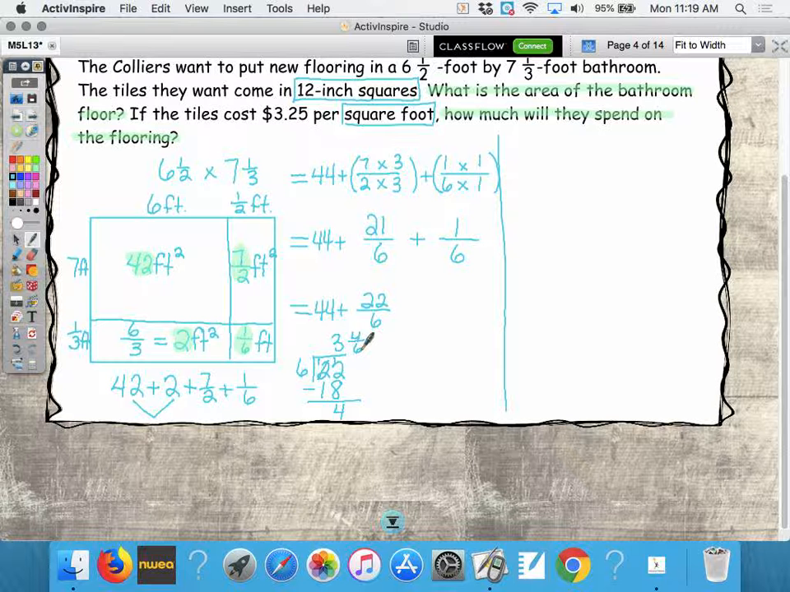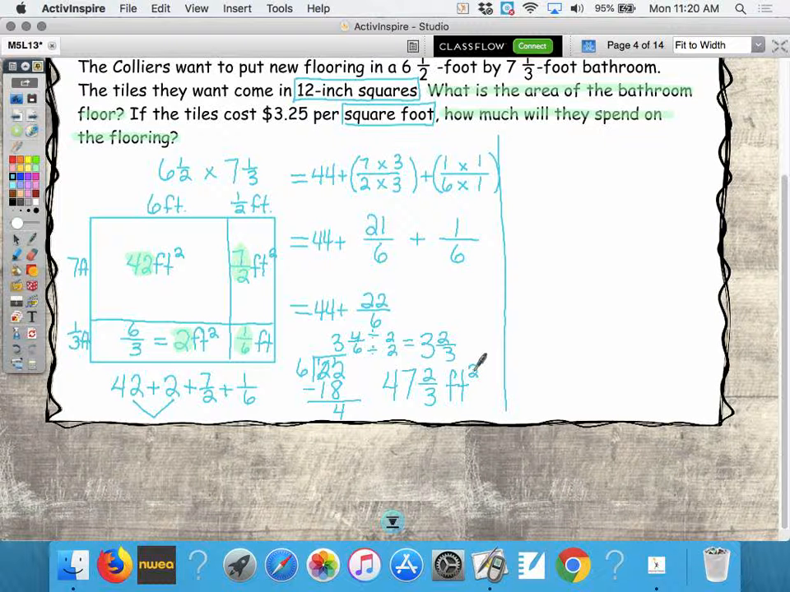Okay? What about, let's look at 4/6. Can that be simplified? Yes. Yeah, what can I divide by? 2. Okay, so this is going to be 3 2/3. So 44 plus 3 2/3. What do I get? 47 and 2/3. Okay, and that's square feet of tile. So we would need 47 2/3 square feet of tile, which each tile is a square foot, right?